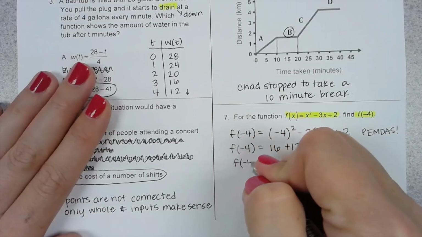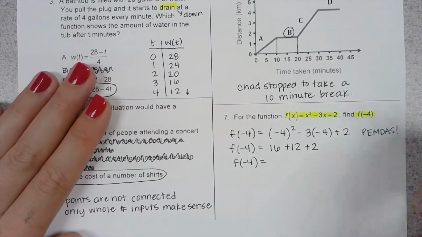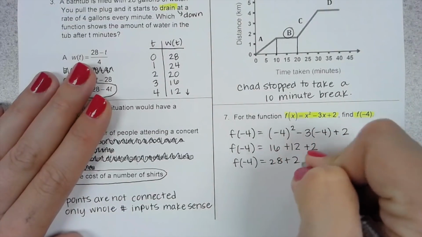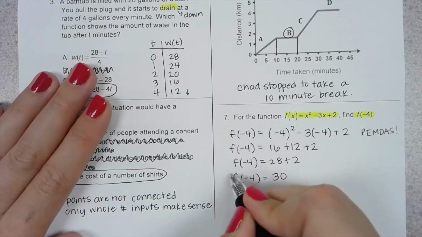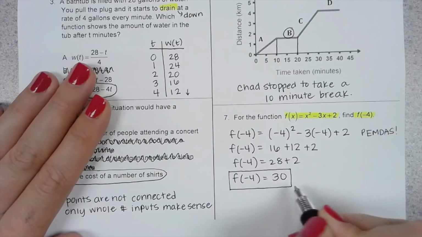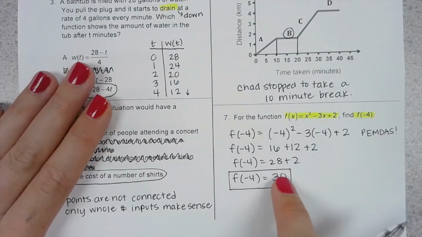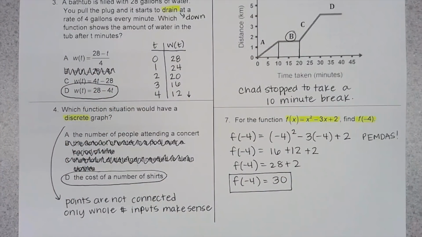So to find my answer to this question, all I have to do is add up the numbers in the list. So 16 plus 12 gives me 28. And then 28 plus 2 gives me 30. So question 1, question 2, and question 7 were asking me to do the same thing on all of the problems. I was plugging in a number, and then I was following PEMDAS to simplify.